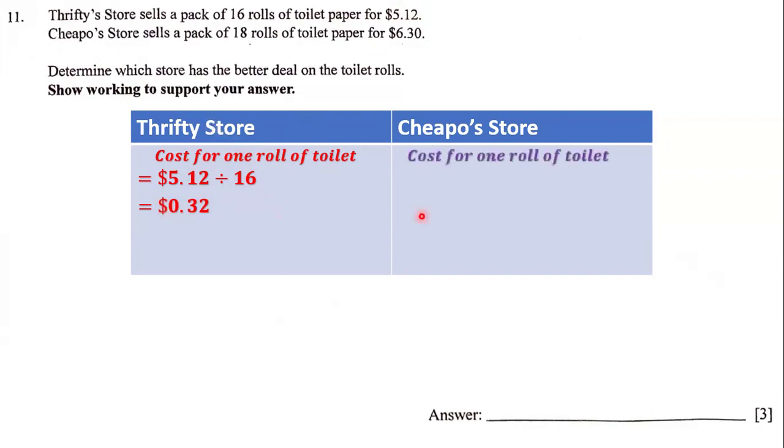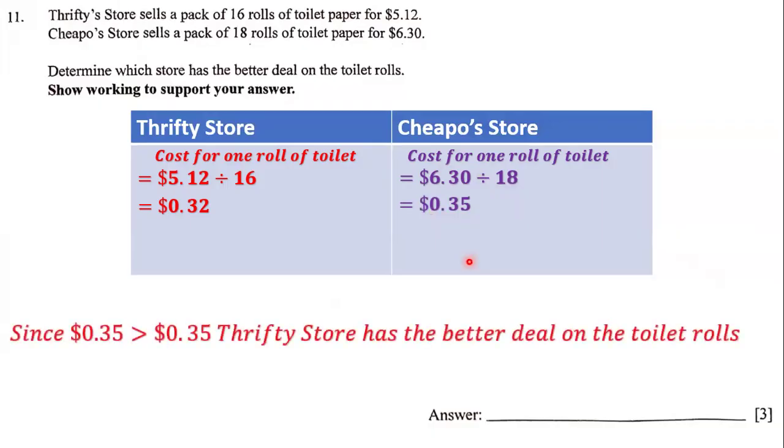Next, at Cheapo Store, we want to figure out the cost for one roll of toilet paper. They say that 18 rolls of toilet paper cost $6.30. That's for 18. And so if you want to figure out the cost for one, we're just going to say $6.30 divided by 18. And that gives us 0.35. So that's 35 cents. And so what does that mean?